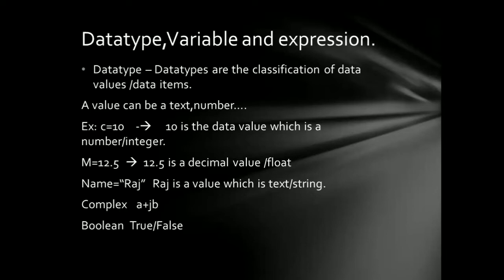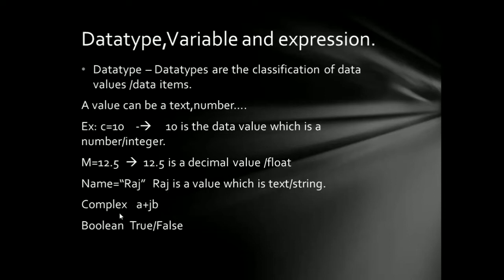Data types are the classification of data values or data items. This value can be a text or a number or true or false. So different types of data can be used in your Python program. As I told you, you have this value 10 here, so it's a number, or you call it an integer. Here we have assigned 12.5, so it's a decimal value, you call it a float in Python. You have a text here, name assigned as Raj, a value which is text, you can call it a string.